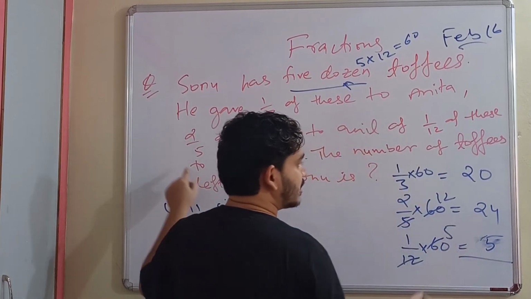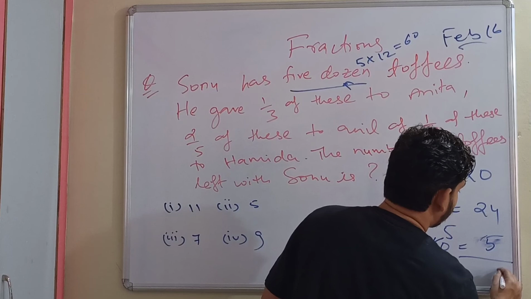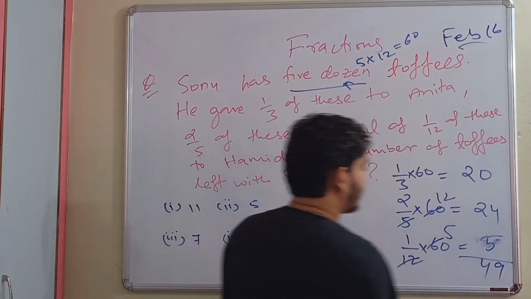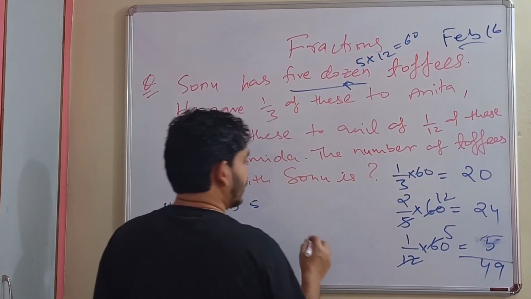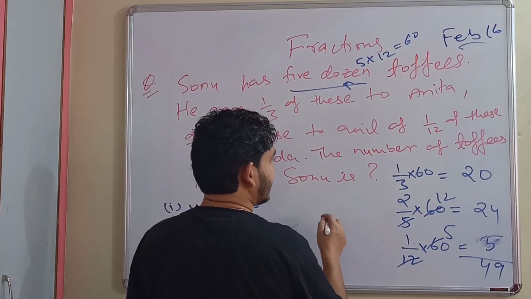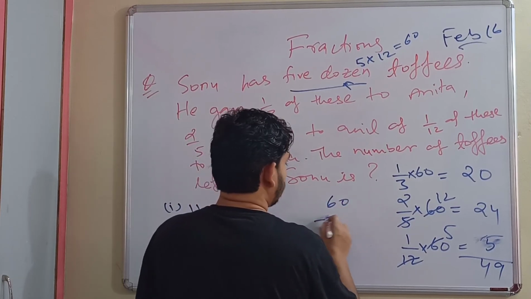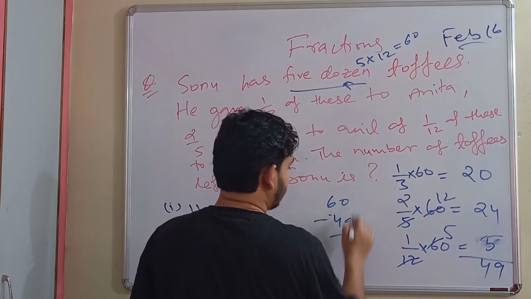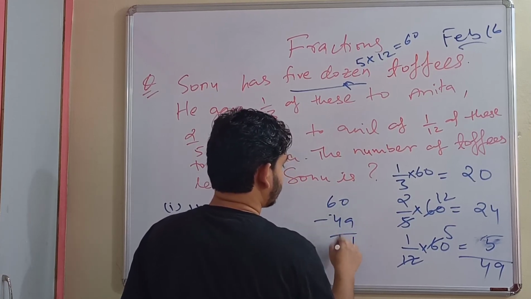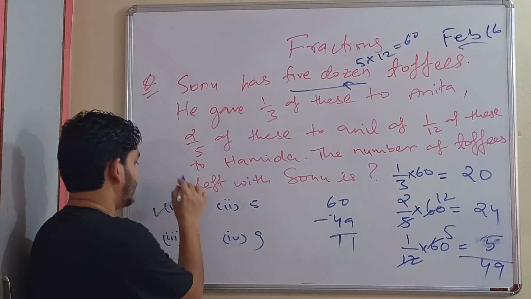Totally to all 3 persons, how many did he give? 5 plus 4 is 9, 2 plus 2 is 4. He gave 49 toffees. Then how many toffees is he left with? 60 minus 49. 10 minus 9 is 1, 5 minus 4 is 1. He is left with 11 toffees.